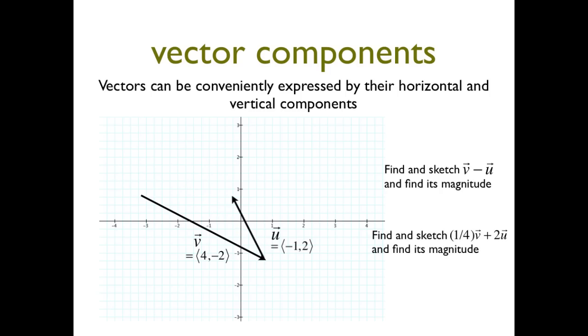Okay, so what would 1/4 v be? So let's just talk about 1/4 v. What would the direction of 1/4 v be? Same as v, right? What about the magnitude? 1/4 as long. So this is called scalar multiplication. 1/4 v would be the vector 1, negative a half.